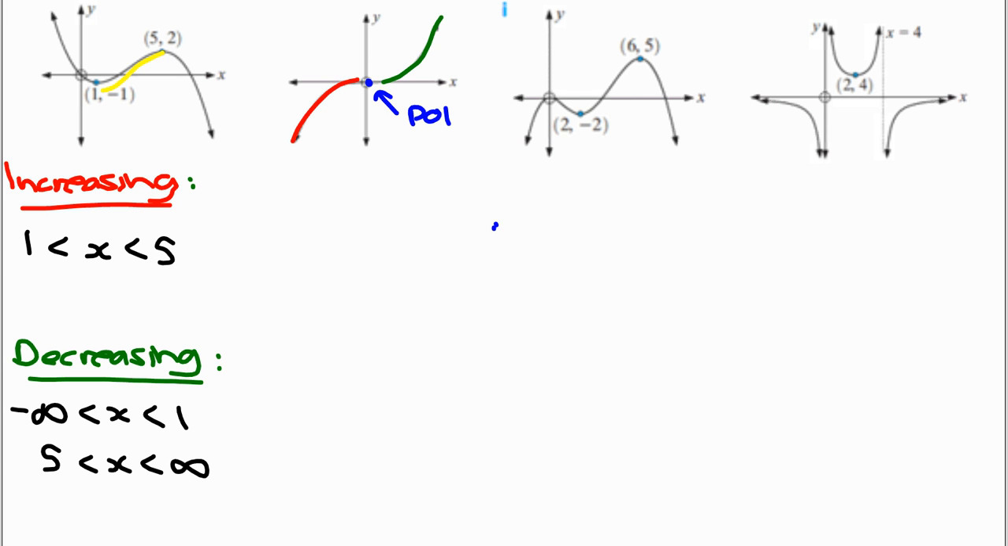Because here, at the point of inflection, it's neither increasing nor decreasing. It's going back to the 0 gradient. The tangent would be horizontal. So there's just 2 separate periods where it's increasing. It's never decreasing. It's just increasing.